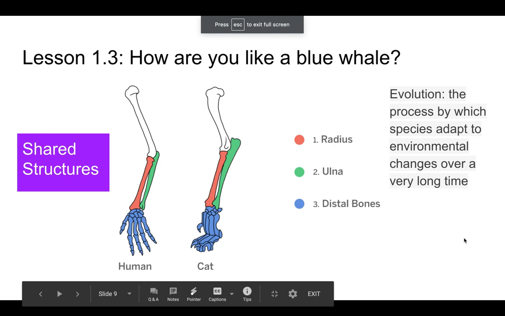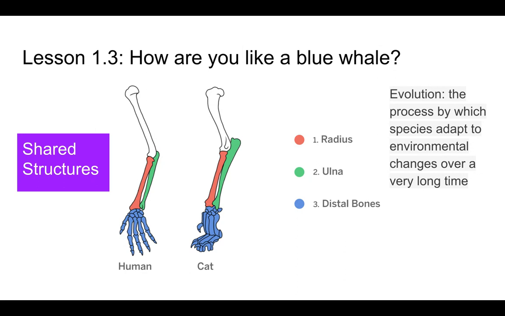In lesson 1.3, we're going to be looking at an article that's called How Are You Like a Blue Whale? And so we'll be looking at similarities between the human body and the blue whale. And just to get you started, the warm up showed a comparison between a human arm and a cat front leg. And what you can see here is that they have some shared structures.